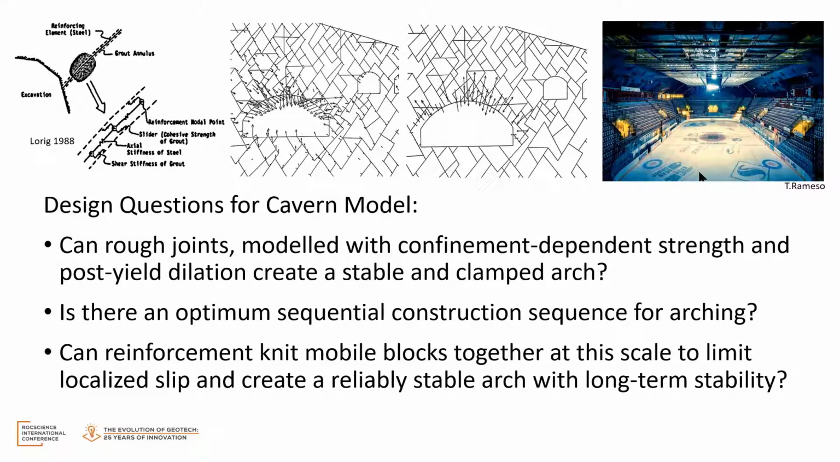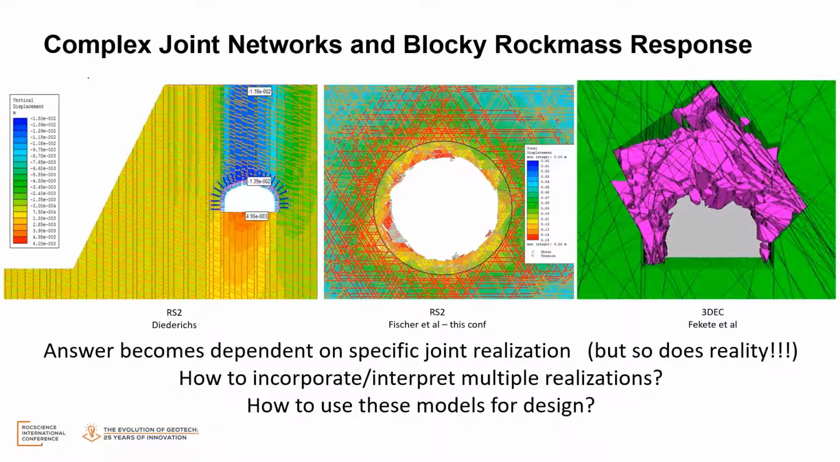The key to that design and the key to the successful application of this new tool were the questions. And the questions were simply, can rough joints modeled with confinement-dependent strength and post-yield dilation create a stable and clamped arch? And how big could that arch be? Was there an optimum sequential construction sequence to achieve that arching? So in other words, letting the rock mass do its own work. And then, can reinforcement knit any mobile blocks together at this large scale to limit localized slip and create a reliable, stable arch?